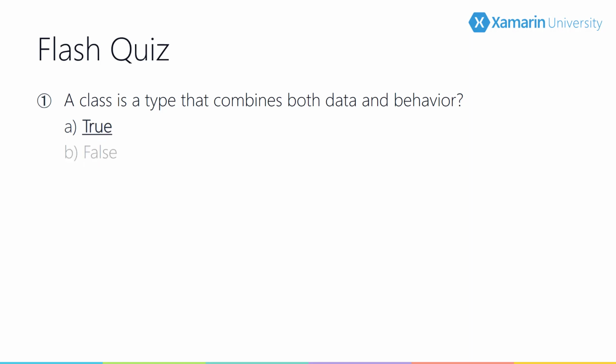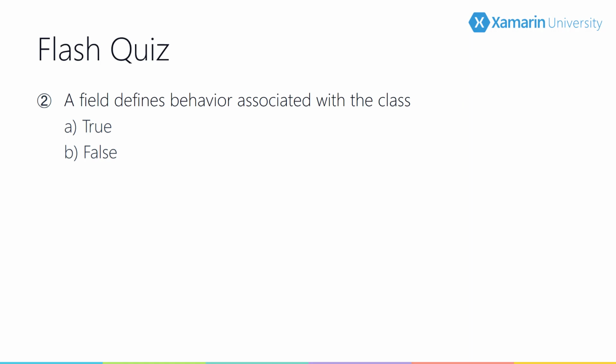And the answer to this is true. Remember, yes, classes have fields and methods, or data and behavior. Number 2, a field defines behavior associated with the class. Is that true or false? And the answer here is false. A field is with the data, not the behavior.